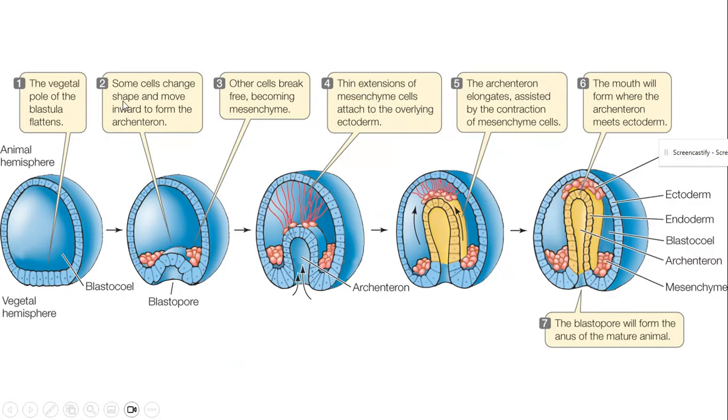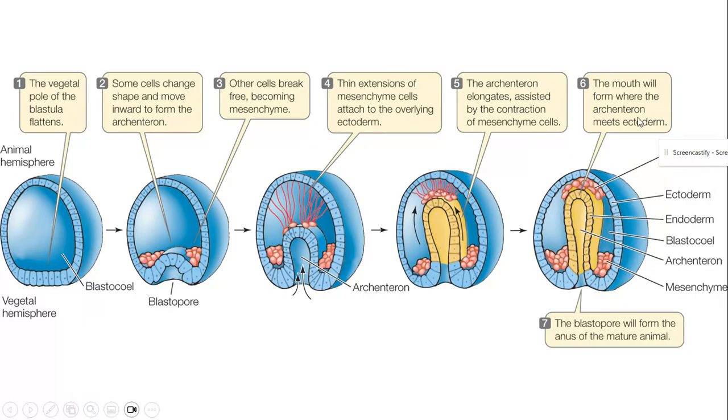All right. So the vegetal pole of the blastula flattens. This is the vegetal hemisphere. Here we have the blastocoel. Some cells change shape and move inward to form the archenteron. This is the blastopore. Okay, other cells break free, becoming mesenchyme. So some cells become the blastopore. Some cells go free and they become mesenchyme. Thin extensions of mesenchymal cells attach to the overlying ectoderm, so it connects itself. The archenteron elongates, assisted by a contraction of mesenchymal cells. So the archenteron elongates.